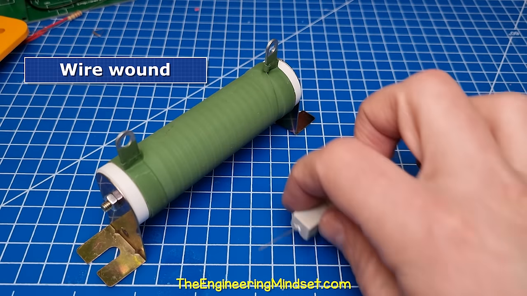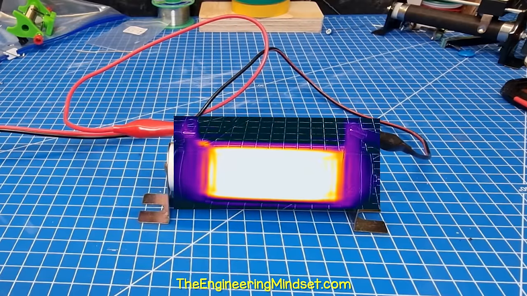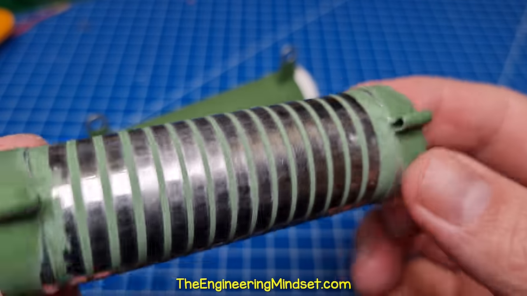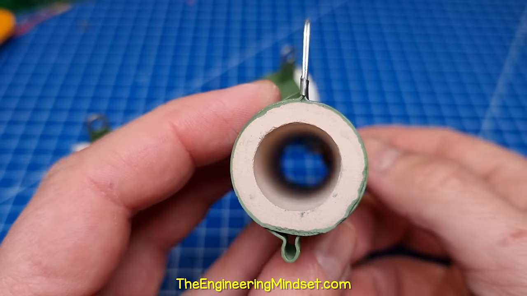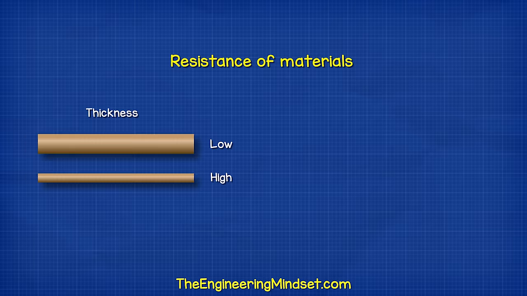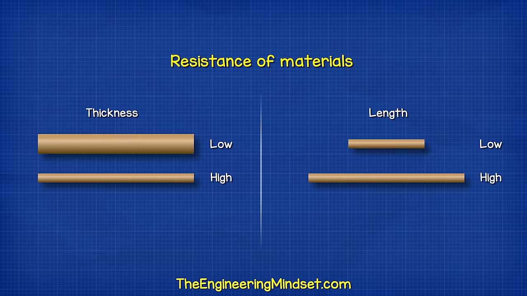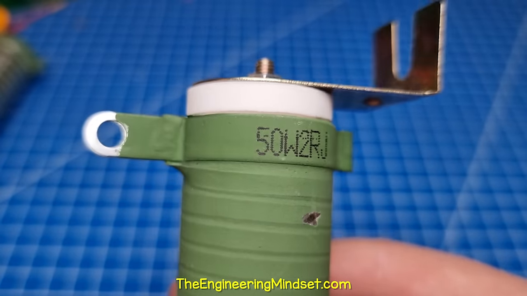Wire wound resistors come in different designs. They offer very high power and current ratings. You can see they are very basic, just a wire wrapped around a ceramic core, and are then covered with a thin layer of insulation. The thickness, length, and material used dictates the resistance. This one shows it's rated for 50 watts and 2 ohms.